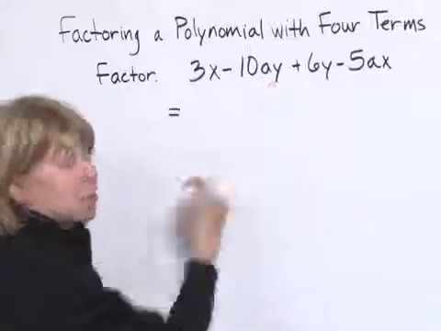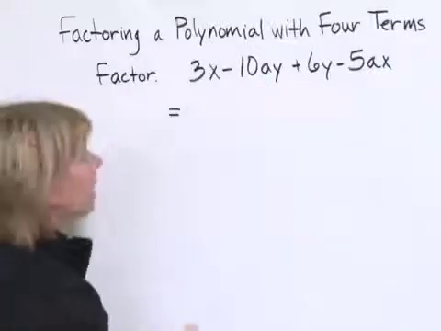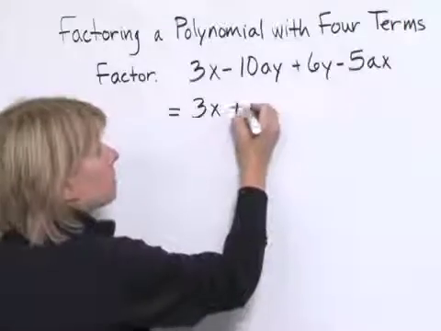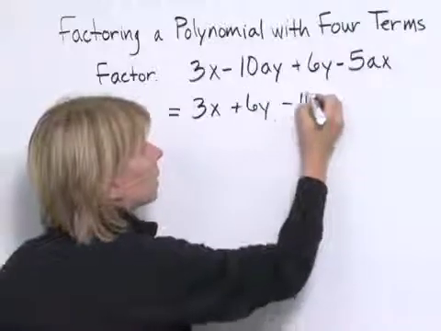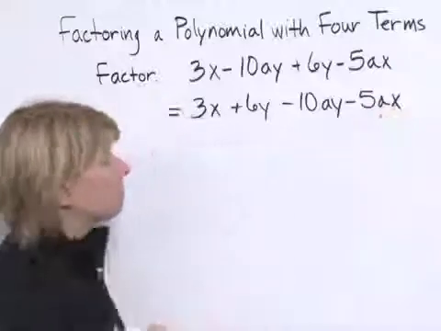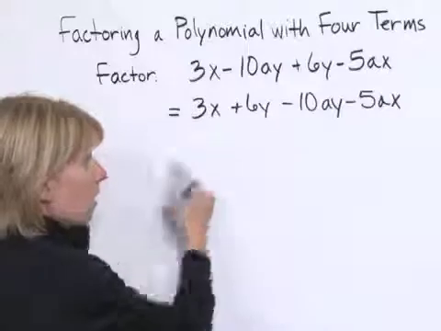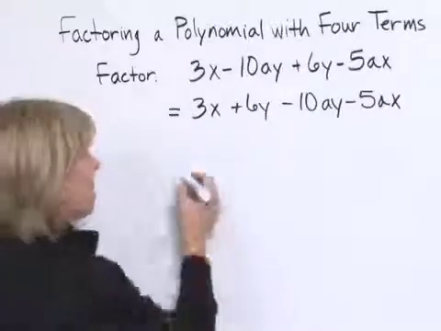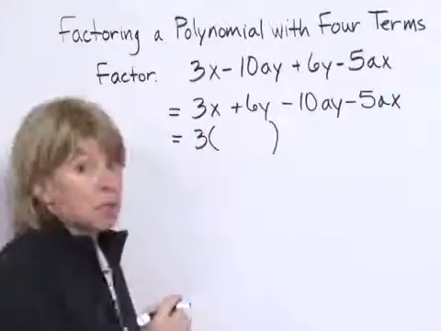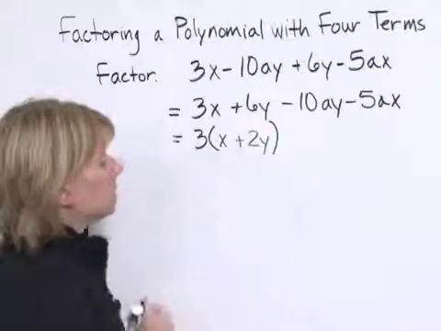Notice if I just switch the middle 2 terms, I would have the 3x and the 6y together, and they do have a common factor. So I'm just going to switch these middle 2 terms. And then we can try factoring by grouping. The common factor in the first 2 terms is 3. So factoring a 3 from those first 2 terms gives us x plus 2y in parentheses.